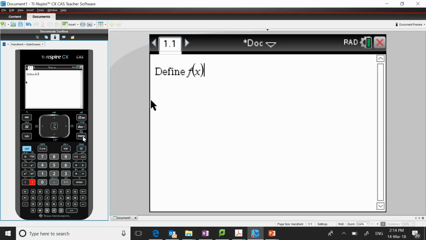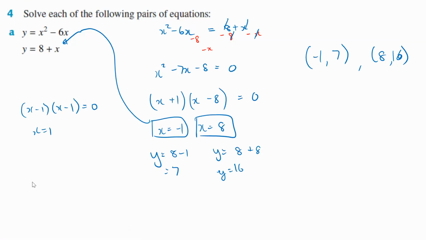So let's go f of x. How you do it, you type in f, your letter f, open bracket, and then close bracket. So f, open bracket, x, close bracket. Now this is equal to, the first equation that you had was x squared minus 6x. So I'm going to write it down.